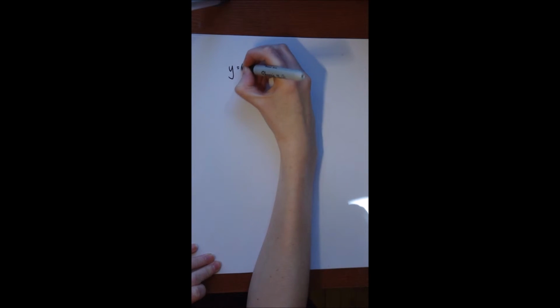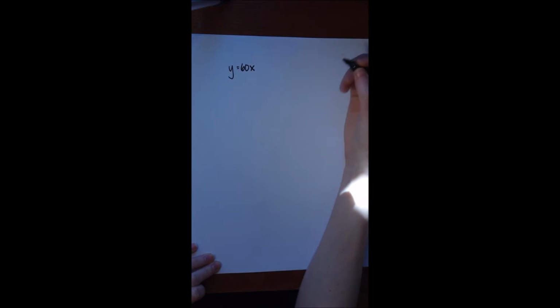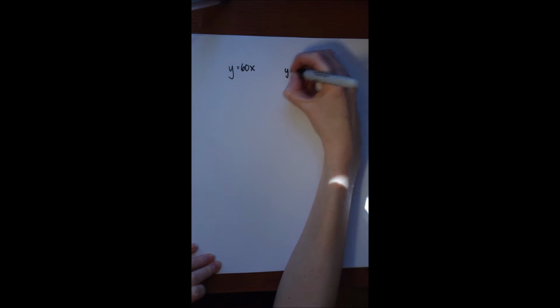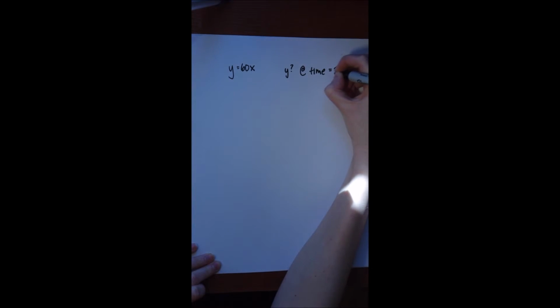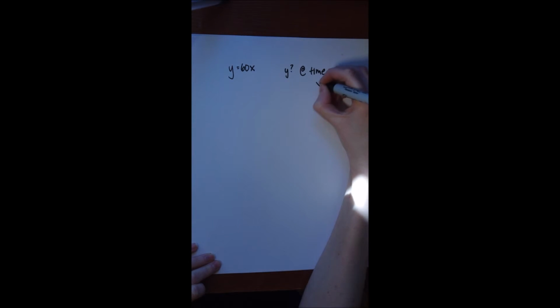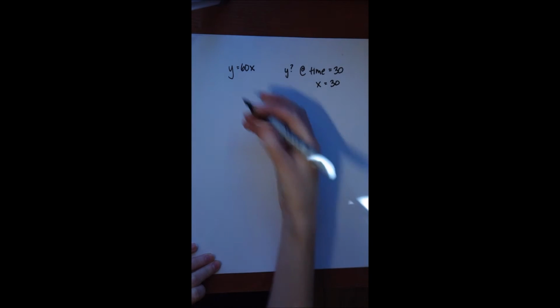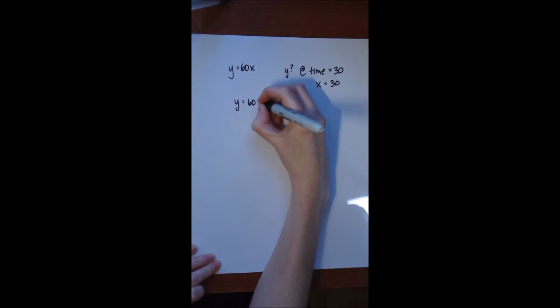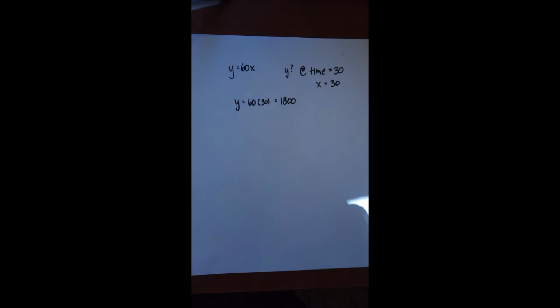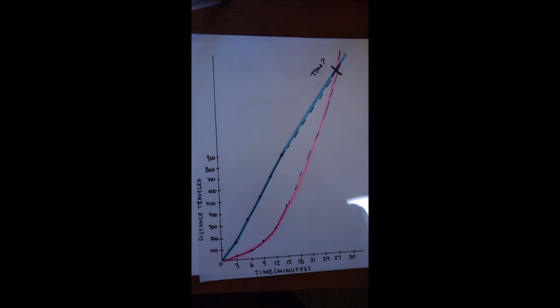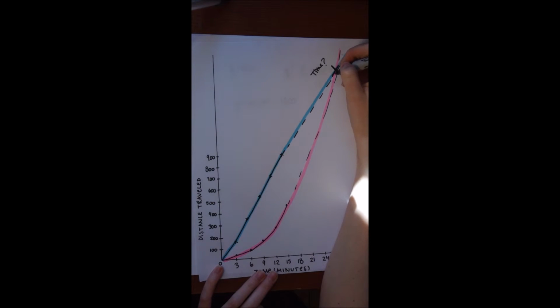We want to know where the rabbit is going to be at our time of 30 minutes. So after half an hour, we can take our y is equal to 60x. We want to know where the rabbit will be, so we want to know what y is at time equal to 30 minutes, or x is equal to 30. So we can replace x in our general equation. y is going to be equal to 60 times 30, which is 1,800. So on our graph now, we know that after 30, our rabbit is going to be at 180.